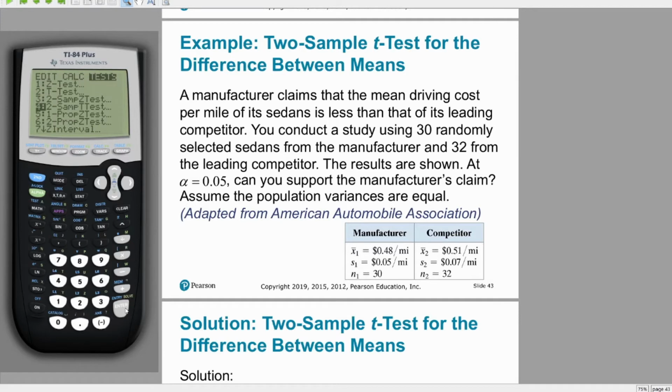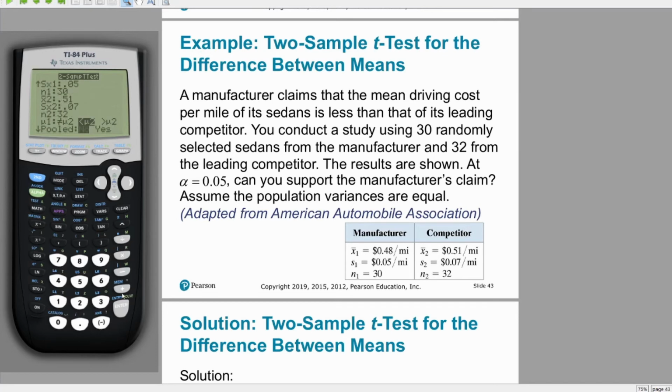Stat, test, two-sample t-test, using stats. So we have 0.48, 0.05, 30, 0.51, 0.07, and 32, where from here we're looking for the manufacturer to be smaller than the competitor. For this, we're going to take the left-tailed test, but understand that that's kind of arbitrary up to the fact that I put the manufacturer information in as data set 1. If I flop these two, I'd look for a right tail and have almost exactly the same meaning. So don't be thrown off by that, but it is a little arbitrary.